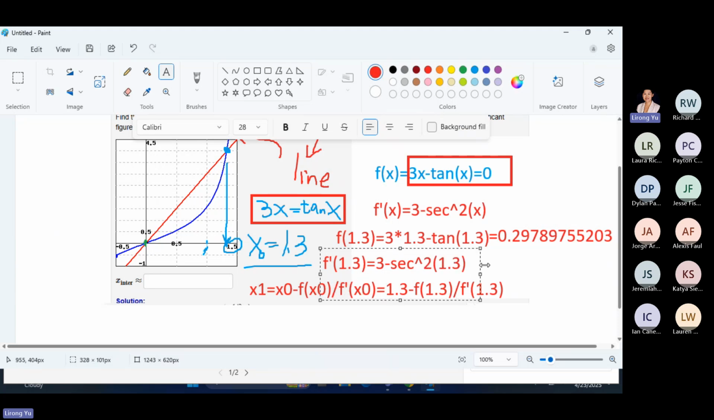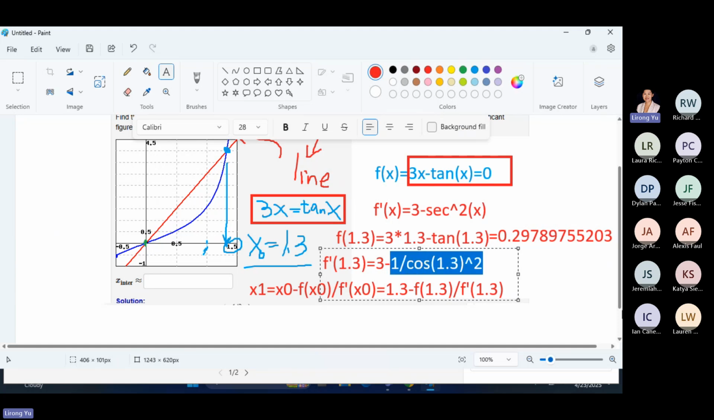Then if your calculator does not have the secant function, you would go 1 over cosine square of 1.3. Or if your calculator does not accept cosine square, you can also do 1 over cosine of 1.3 and then square. So it will be the same.